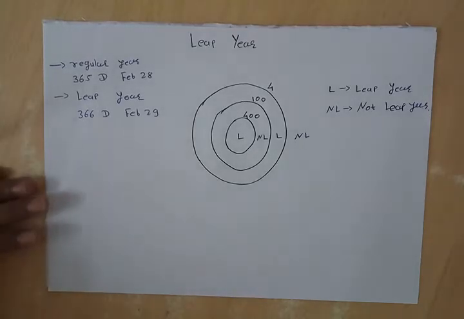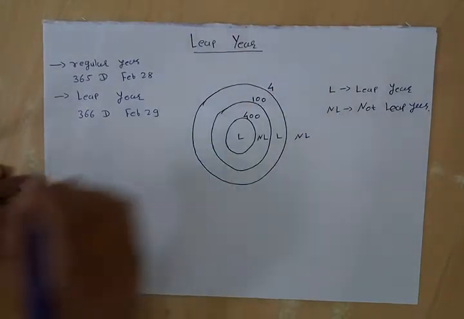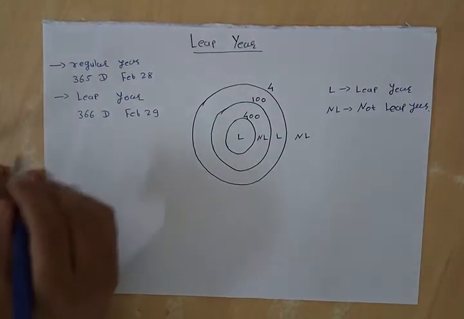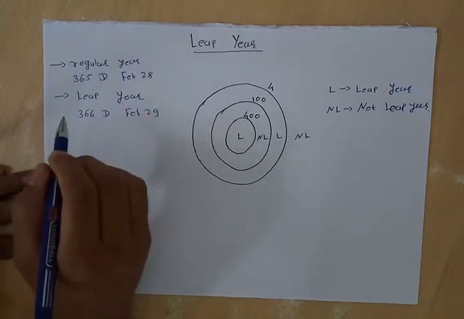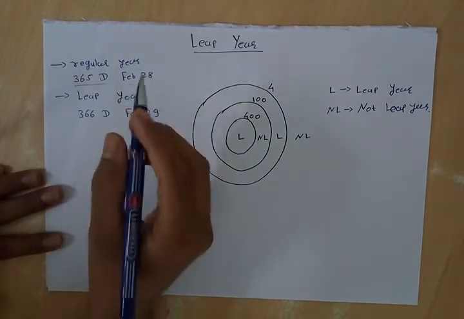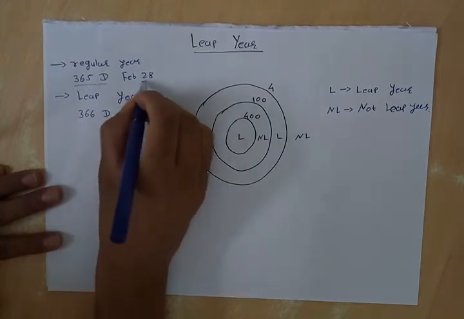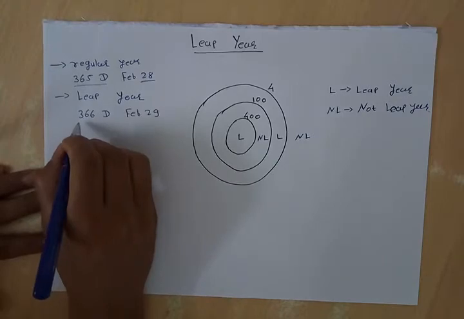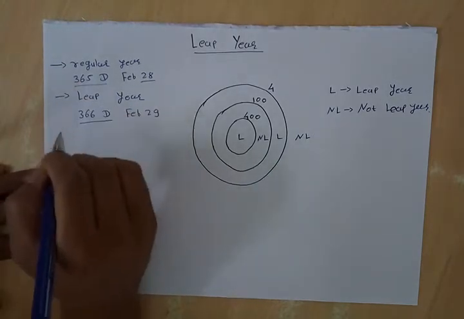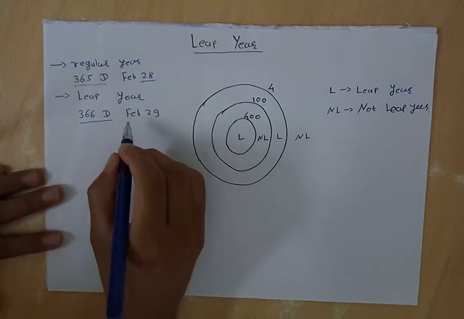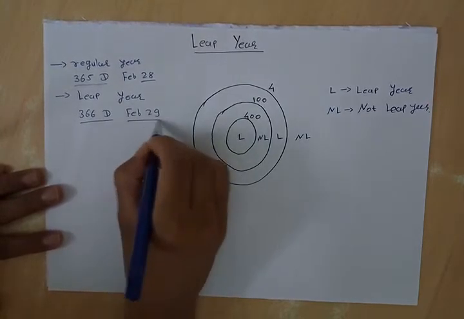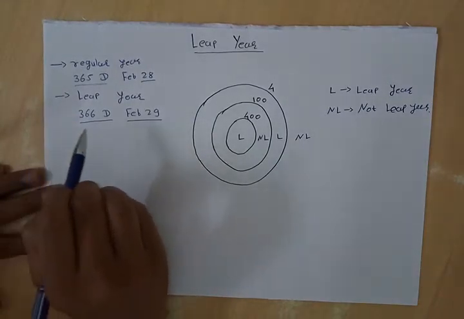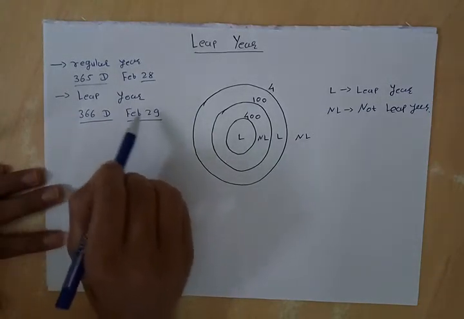In this video, we will study leap years and how to identify whether a year is a leap year or not. A regular year, which is not a leap year, has 365 days, and in the month of February we have 28 days. However, a leap year has 366 days, so one day more compared to a regular year, and February has a total of 29 days. That one additional day is added in February.